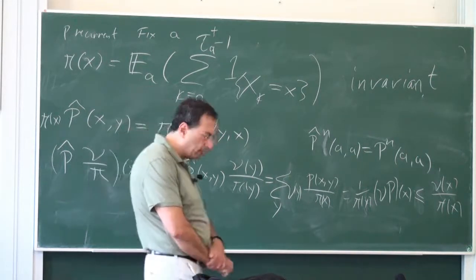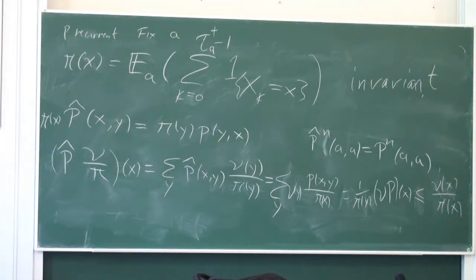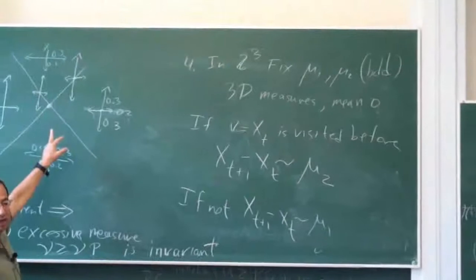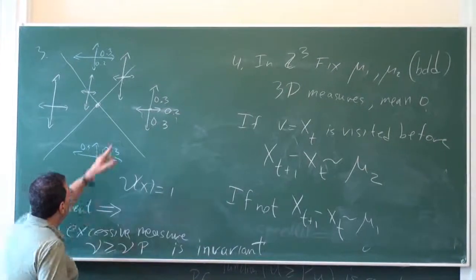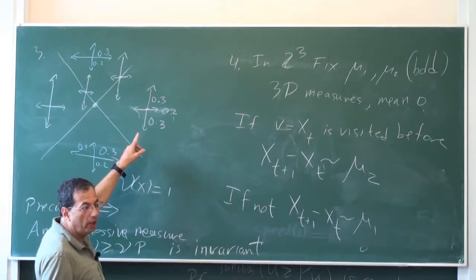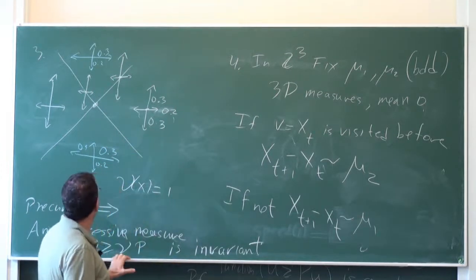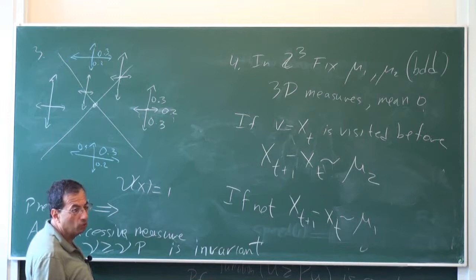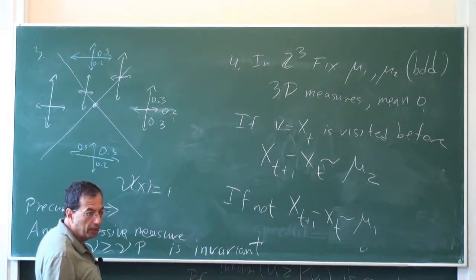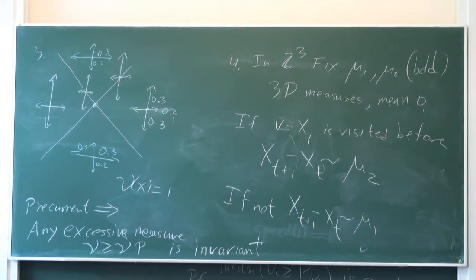Now, how do we apply it to this exercise? Well, look at the function nu, which is identically 1. At any x, you can check that nu x equals nu p of x, except at the origin. At the origin nu of x is 1, but the total contribution from all the neighbors is just 0.8. So nu p of the origin is 0.8, and nu of the origin is 1. So the function 1 is an excessive measure. So this process is transient.